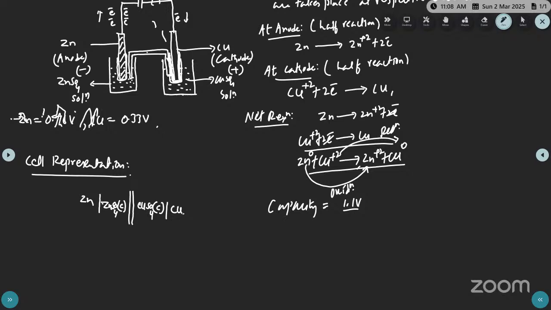So here this is the salt bridge, and that salt bridge separates the anode and cathode. Okay, so this is the cell representation of the Daniell cell. Isn't it clear? Do you understand or not?